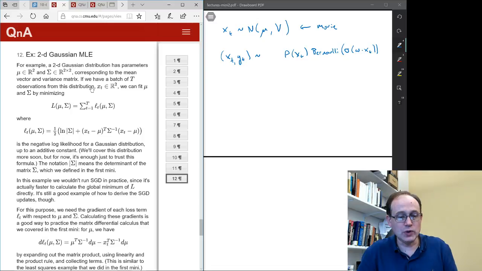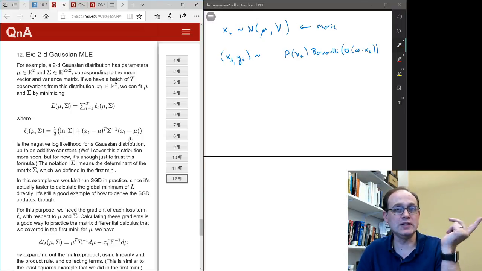And so here what we're doing is we're spelling out the situation in detail, and we're deriving the stochastic gradient descent updates. So I said before, a 2D Gaussian distribution, mean mu, variance, I called it sigma here instead of v. We have a batch of t observations from that distribution. And we want to fit mu and sigma by minimizing the negative log likelihood, right? And the negative log likelihood has this sum of terms form that we've been talking about. It's the sum over training examples of the likelihood term that corresponds to that training example. And here's that likelihood term for the Gaussian distribution.